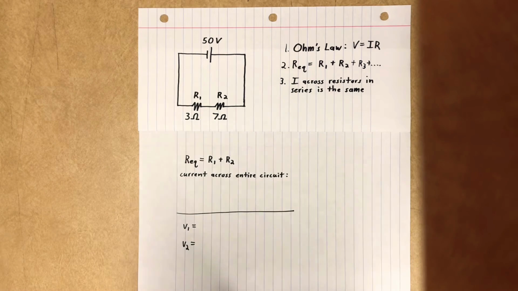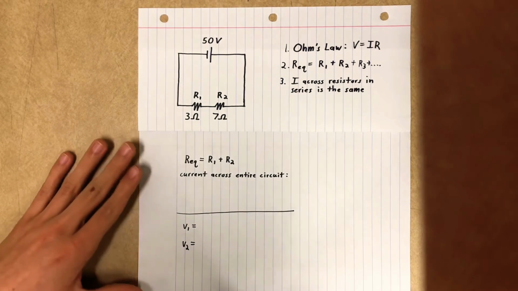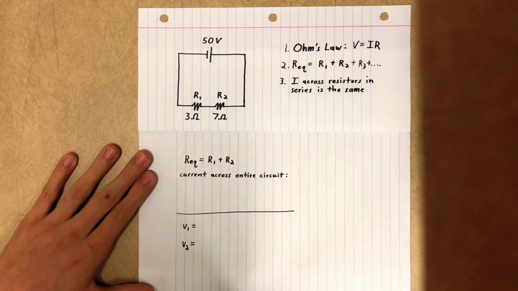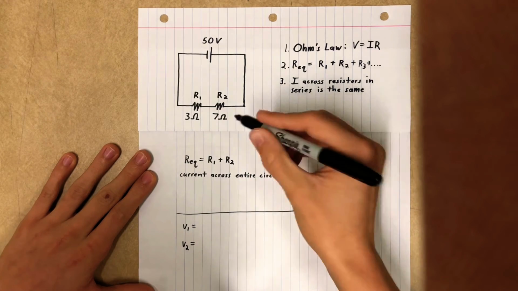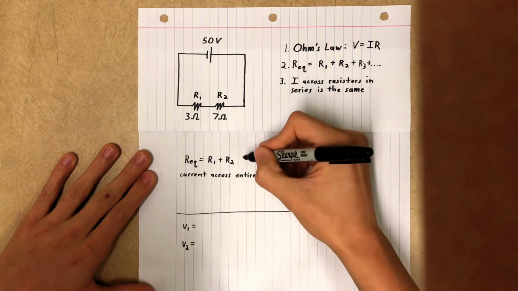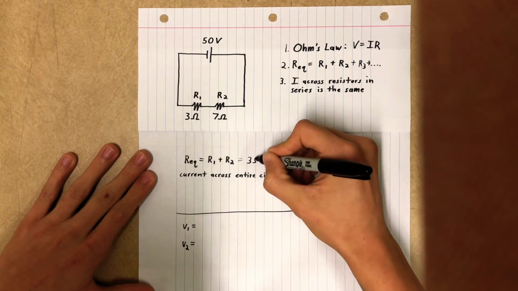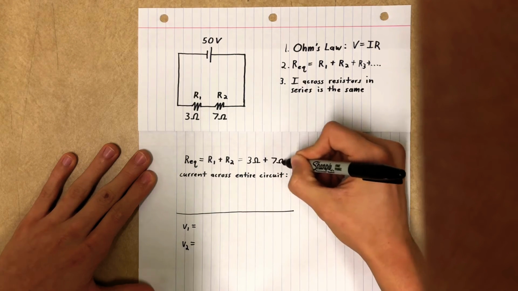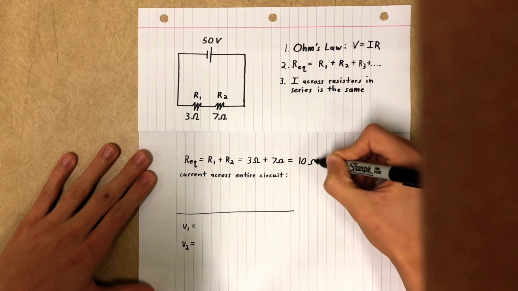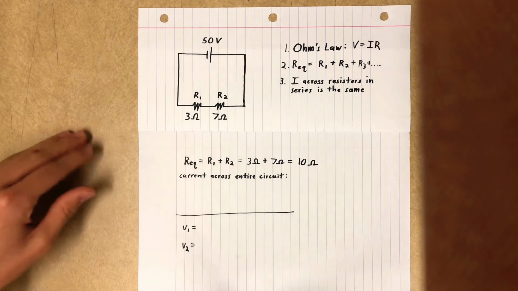First, we're going to have to find the equivalent resistance of the entire circuit. And that's going to be given to us just by adding the resistances together. So we have only R1 and R2, and since they're in series, we're adding 3 ohms plus 7 ohms equals 10 ohms. So that's the total resistance of our circuit.